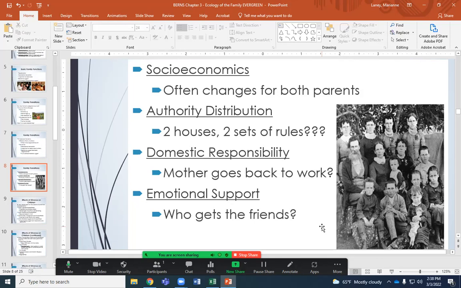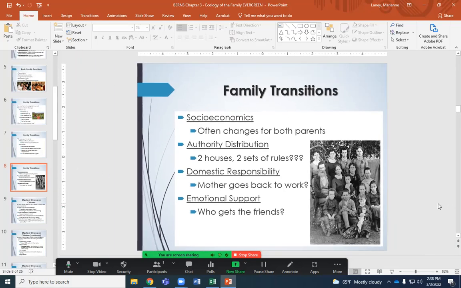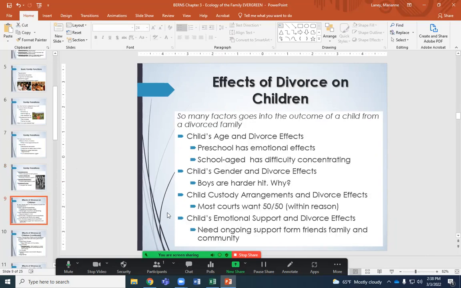And emotional support, who gets the friends? I've had friends get divorced and been told, you get this friend and you get that friend. You can't talk, like, hilarious, cracks me up. But again, the point is, in family transitions, we need to keep it the best for the kids.